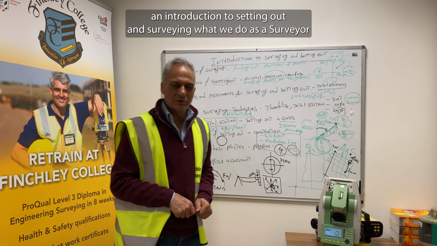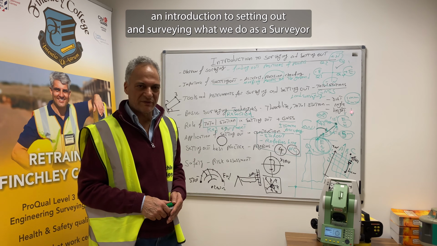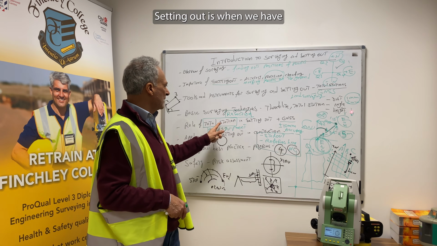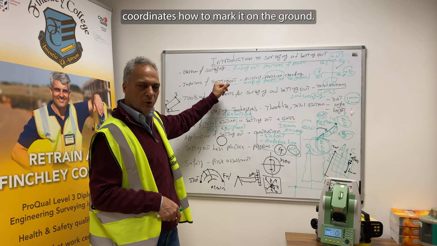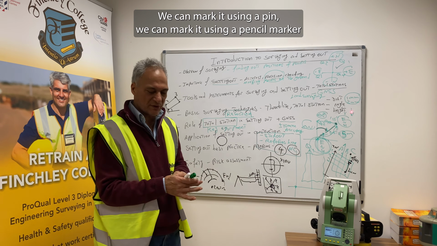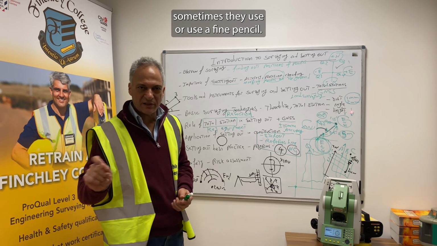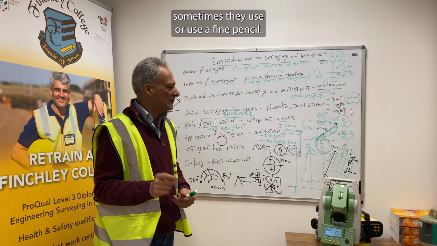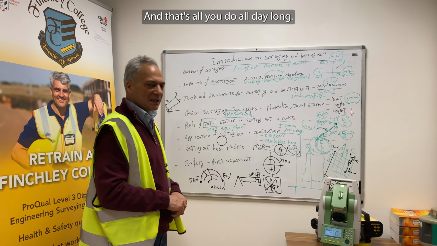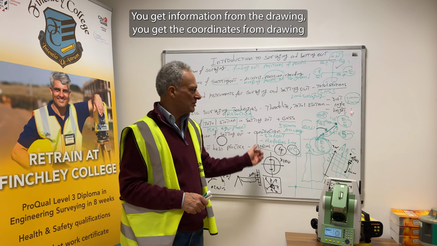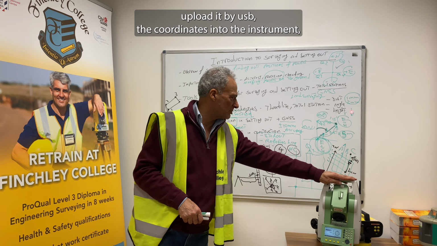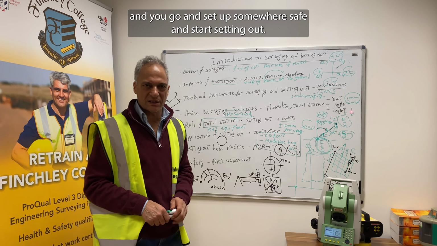This was an introduction to setting out and surveying. What we do as a surveyor is simply, surveying is about finding out the location of points. Setting out is when we have coordinates and need to mark them on the ground. We can mark it using a pin, a pencil marker, Tipex sometimes, or a fine pencil. Anyway, we mark it so that it stays there for the duration of use. And that's all you do all day long. You get the coordinates from the drawing, you upload them by USB into the instrument, and you go and set up somewhere safe and start setting out.